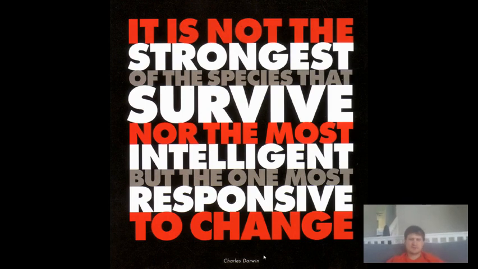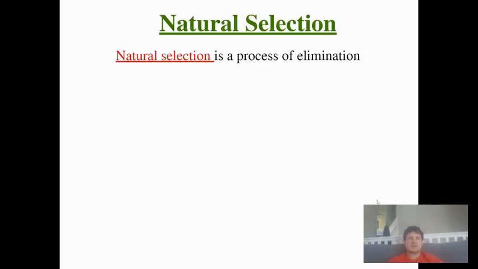So I'm going to start off with this quote right here by Charles Darwin. It says, "It is not the strongest of the species that survive, nor the most intelligent, but the one most responsive to change." Okay, and that's going to be a big theme that we're going to talk about for the rest of this week. So let's continue on with what natural selection is.